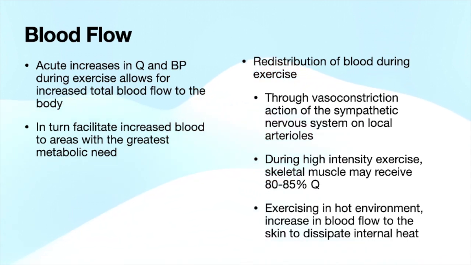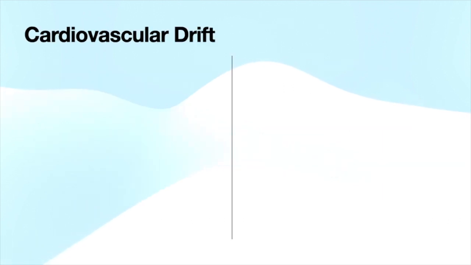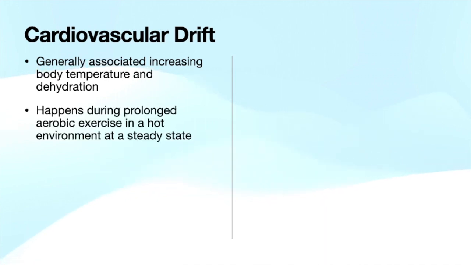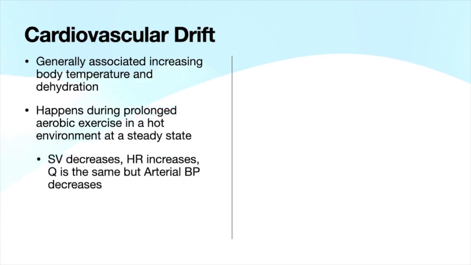There is actually a term called cardiovascular drift. Okay? This cardiovascular drift is generally associated with increasing body temperature and dehydration. Cardiovascular drift happens during prolonged exercise in a hot environment, at a steady state. Okay? So what happens is that when we're exercising for a long period of time in a hot environment at the same intensity, right?